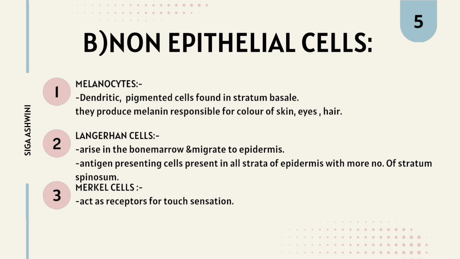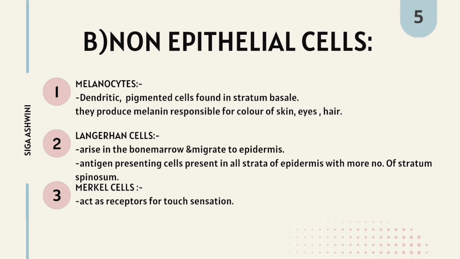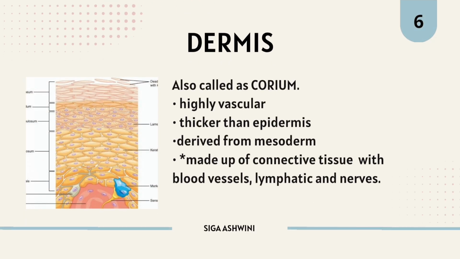And second one is Langerhans cells. They arise in the bone marrow and migrate to the epidermis. Third one is Merkel cells. They are also called mechanoreceptors, and they act as receptors for touch sensation, and they are mostly found in hair follicle cells and skin of fingertips. And the second type is dermis. It is also called corium.